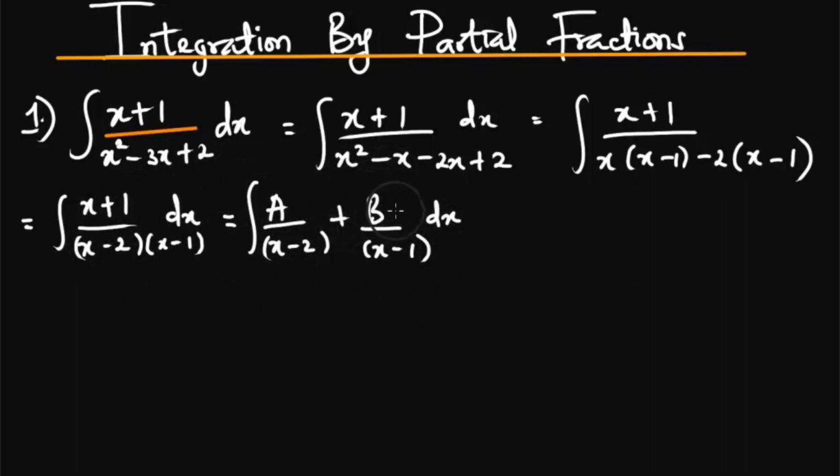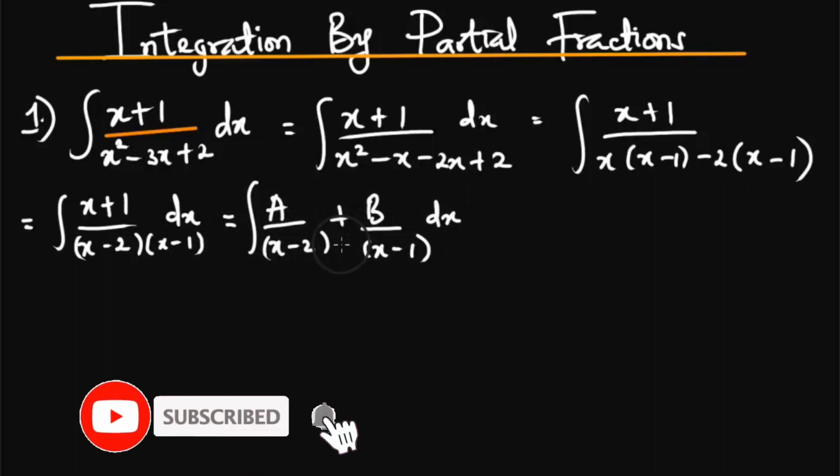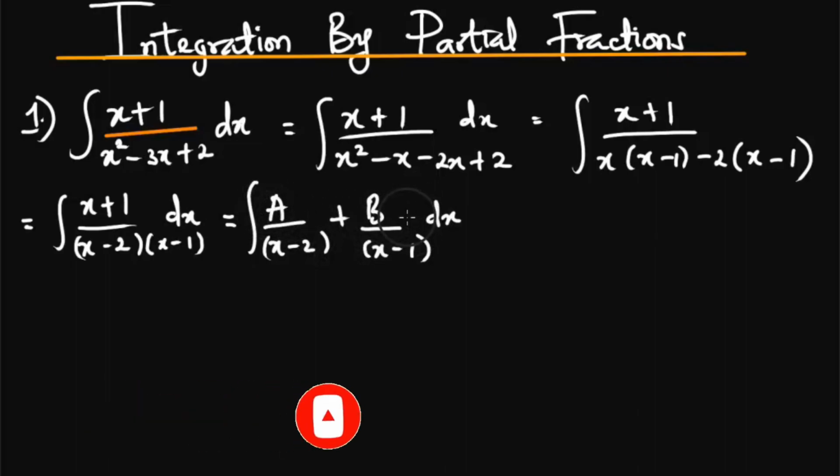The purpose of breaking down this integral into partial fractions is to make our evaluation, or the finding of the integral, much easier. As we have broken this down into partial fractions, by the time we get the values of A and B, we can easily integrate and get our answer. So how do we get A and B?